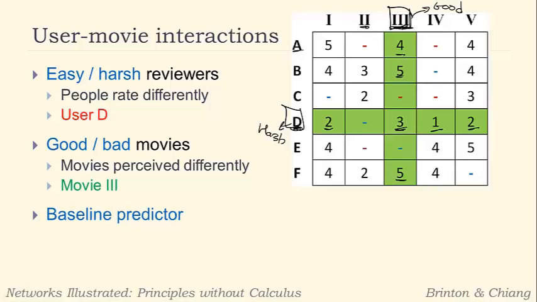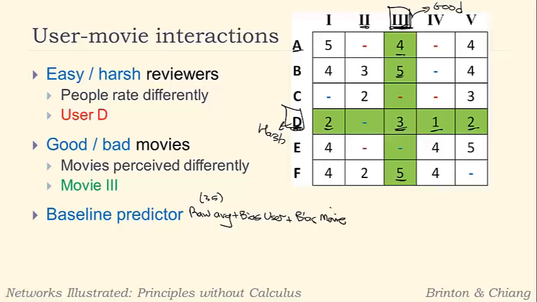And this really forms the basis for what we call a baseline predictor. With the baseline predictor, we start with the average, that raw average. Remember from last time that was just the 3.5, and then we add in a bias for the user, and we add in a bias for the movie.